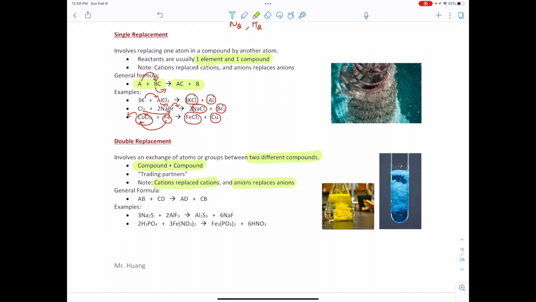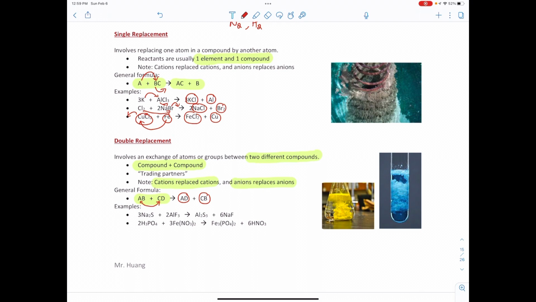And so the general formula for a double replacement reaction, we have AB plus CD. And let's take a look what happens. A here is going to swap partners with C. So we have A with D now, and then C with B. Okay, so just a reminder that cations replace cations, anions replace the anions. So let's take a look.